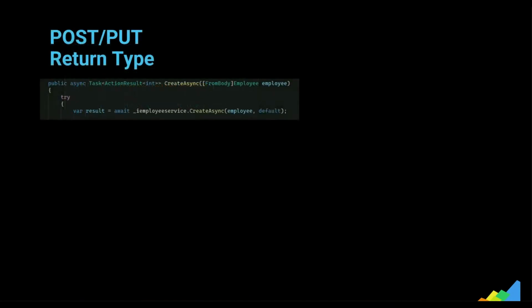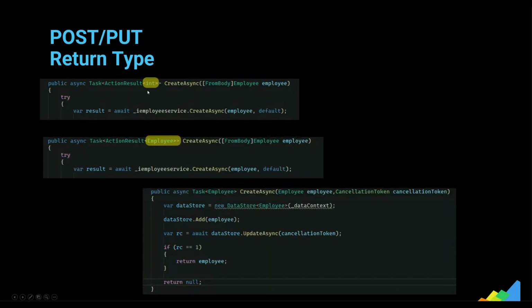Next is the return type in POST and PUT requests. In other words, add a new record or modify an existing record. The controller returns, in this case, an integer, which is the return code of the C# datastore update function. On the other hand, it's best practice to return the actual resource being created or modified. So I would change the integer into the actual model, in this case employee. And this translates into a controller returning the employee model to the client, as well as, of course, the service class doing the same.